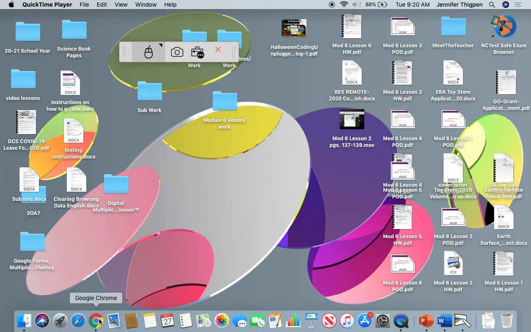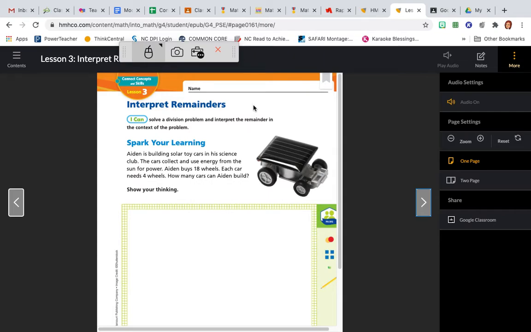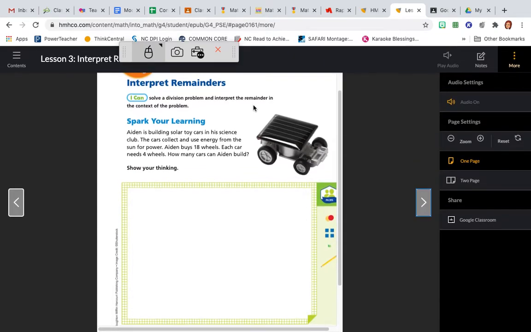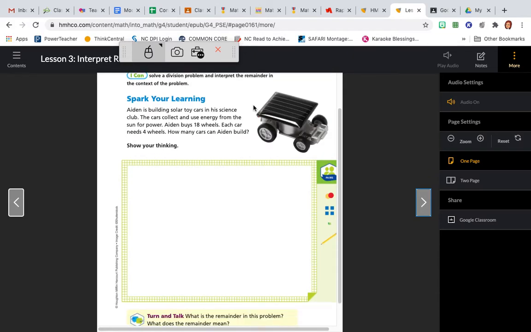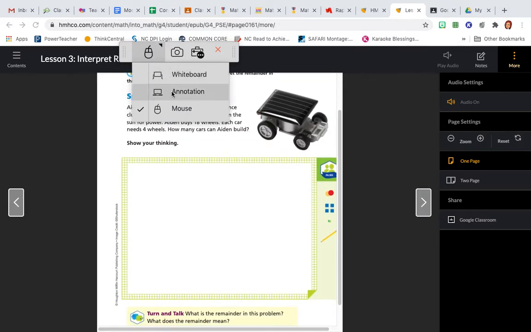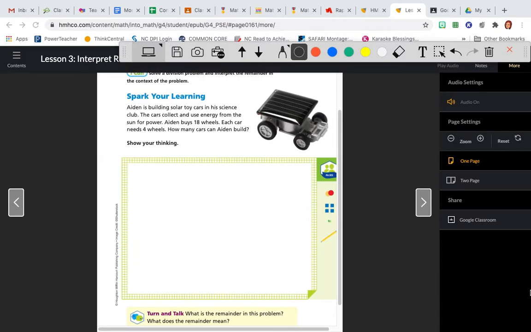Turn to page 141 in your math workbook, lesson 3. We're going to continue working with remainders today, but we want to be able to describe a remainder and how it can be used. So that's what we're focusing on for today. How can we solve a division problem and then interpret the remainder in the context? So how is it being used in the problem?